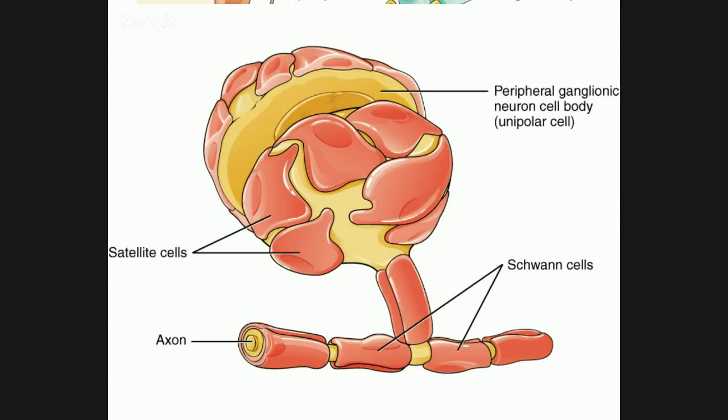I showed you satellite cells surrounding a unipolar cell body in the microscope slide yesterday. And so you can kind of imagine where the slice is taken through the cell body. You can see the nuclei scattered around like they're orbiting the big cell body. That's where the name satellite cell comes from.